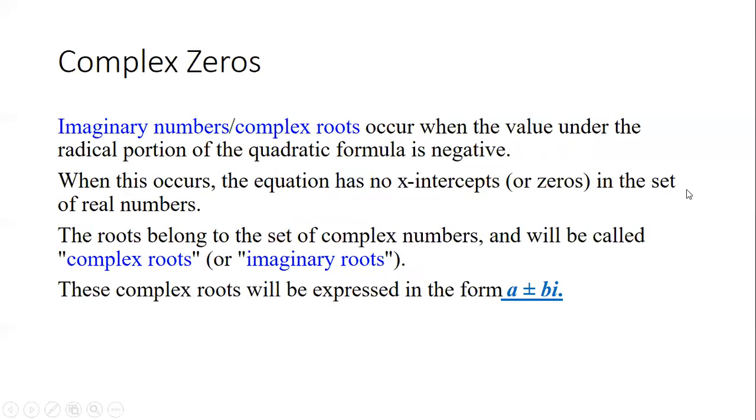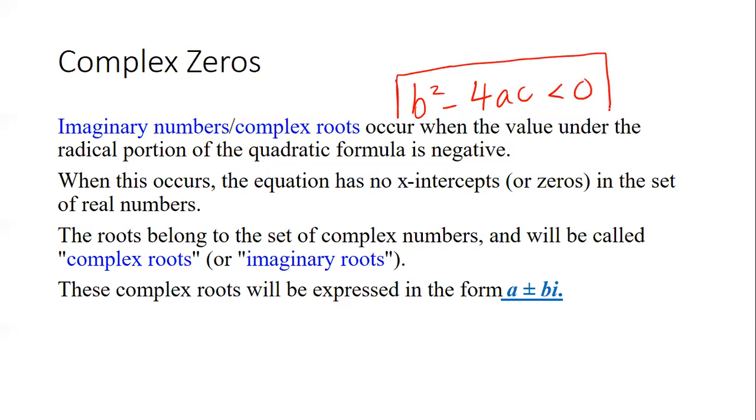Complex zeros. So here are the blanks you need to fill in. Ready? For complex zeros, imaginary numbers or complex numbers occur when the value under the radical portion of the quadratic formula is negative. So that's our discriminant we talked about, b squared minus 4ac. When this is negative, so less than 0, lately we've been writing no real solutions, right? We're past that point now. We're going to actually write what's the imaginary solution or the complex number, the complex root.